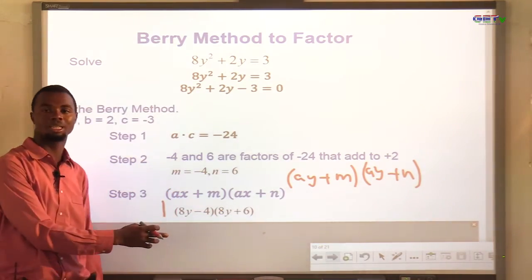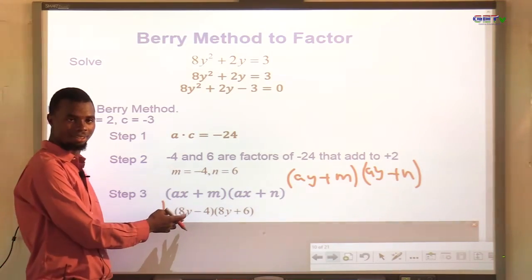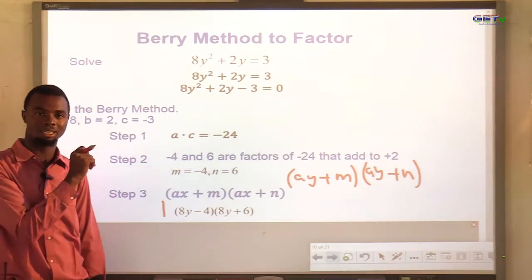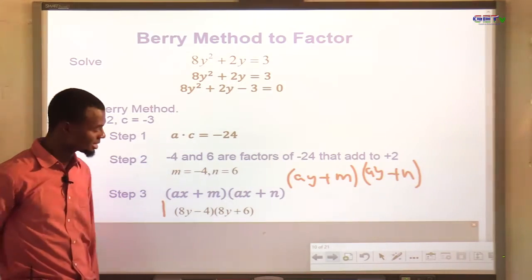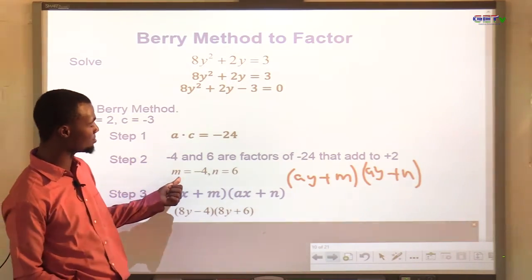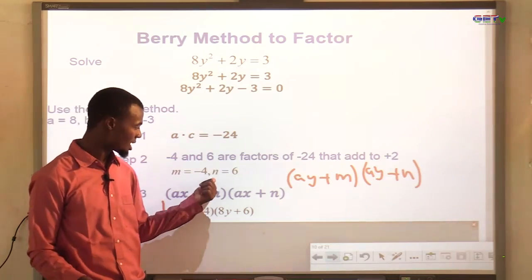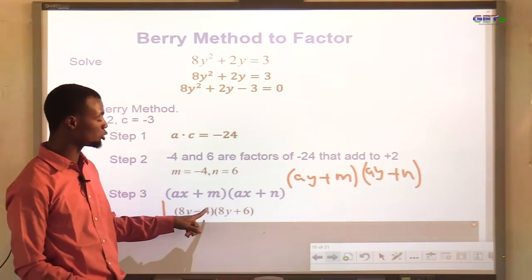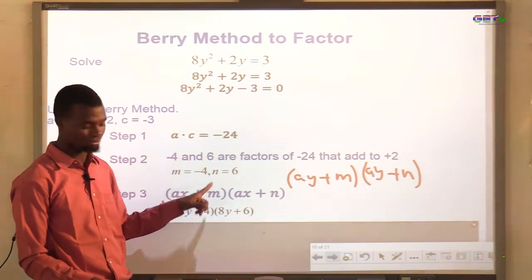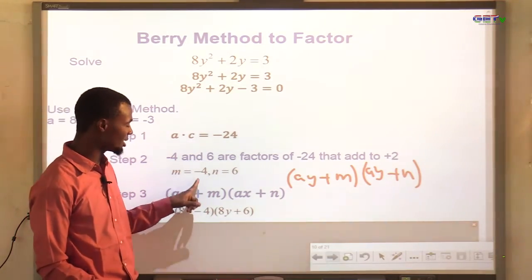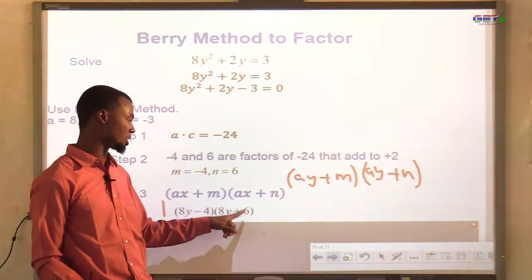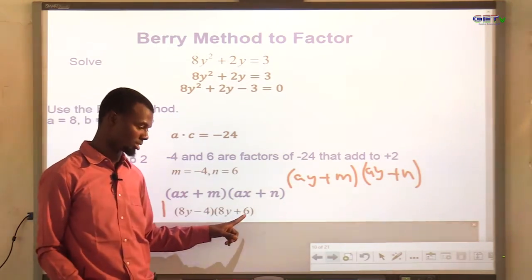Then we look at the substitution now. 8 is substituted in the place of a, as it is given to you here. a is equal to 8, b is equal to 2, and c is -3, and you have m equal to -4, n equal to 6. So this is why we have 8y minus 4, because m is negative. That is why it comes with this. Then the other one, you have 8y plus 6, because n is positive.